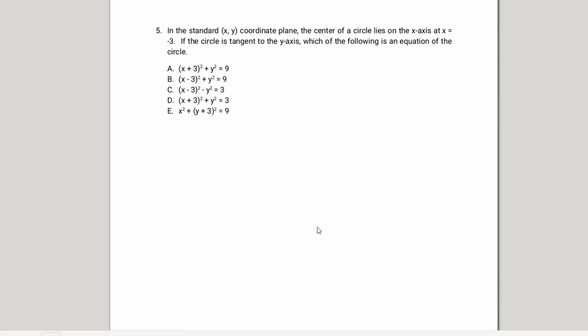Number 5, in the standard xy coordinate plane, the center of a circle lies on the x-axis at x equals -3. If the circle is tangent to the y-axis, which of the following is an equation of the circle? So let's see what they're talking about here. We have our xy coordinate plane, and it says the center lies on the x-axis at x equals -3. So it looks like our center is at the point -3, 0. This is our h, k.